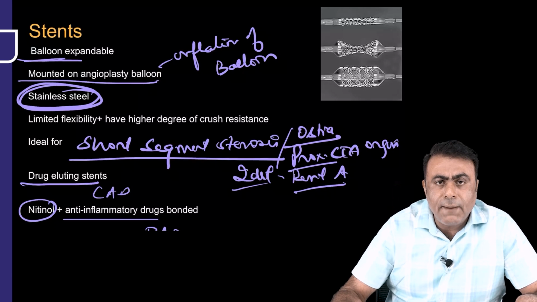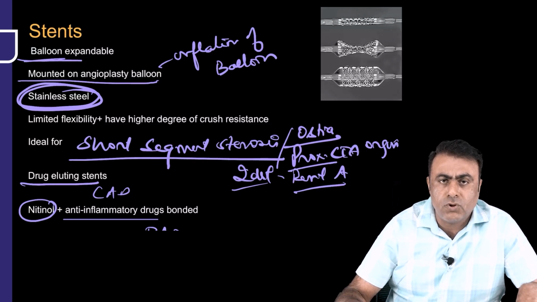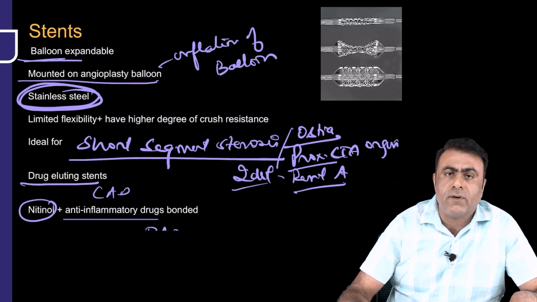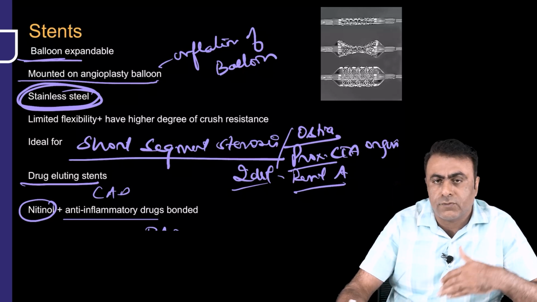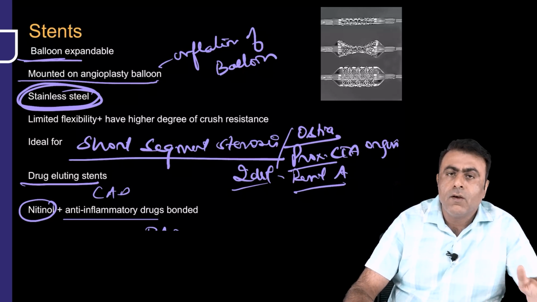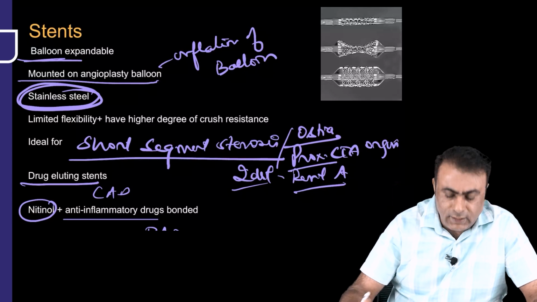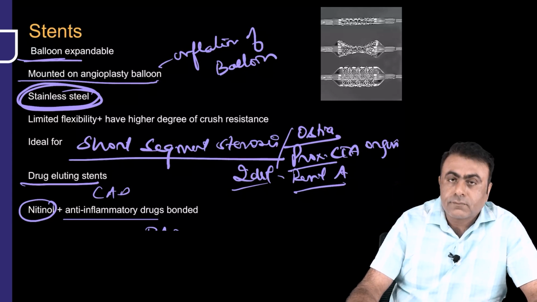So, those are the different types of stents and the important points you should know about them. What are they made of? Which one is used for a longer segment lesion? Which is used for a shorter segment lesion? What is the ideal vessel for these different types of stents?